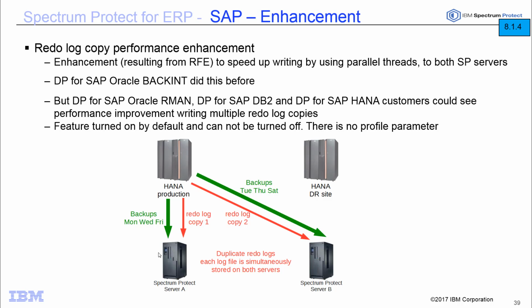As you can see here in this picture, when you're using data protection for SAP, you can have multiple copies of the redo logs sent to different Spectrum Protect servers for redundancy's sake. And in version 8.1.4, the performance has been improved for data protection for SAP and Oracle RMAN, SAP DB2, and data protection for SAP HANA.